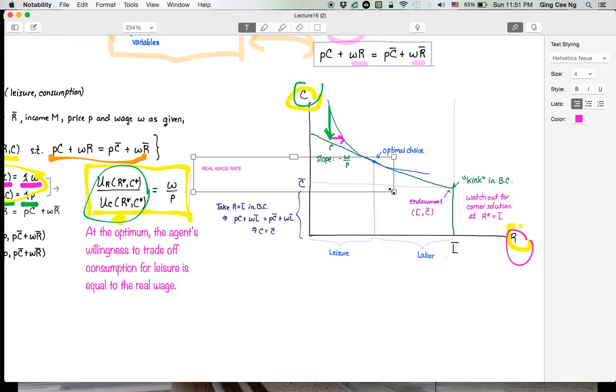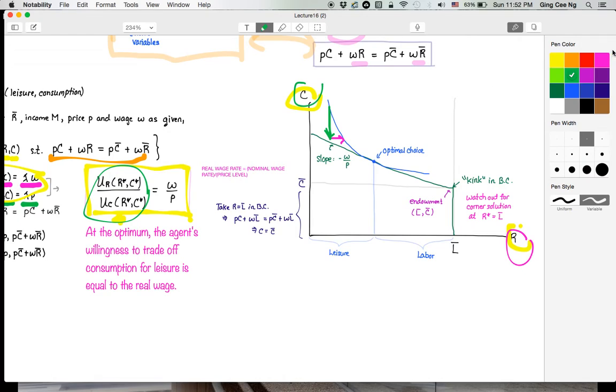Well, what's your real wage rate? Your real wage rate is equal to your nominal wage rate divided by the price level. This is W over P, your real wage rate. You're going to see this over and over again in macro. And typically in macro, you're going to have W, which is your nominal wage rate.